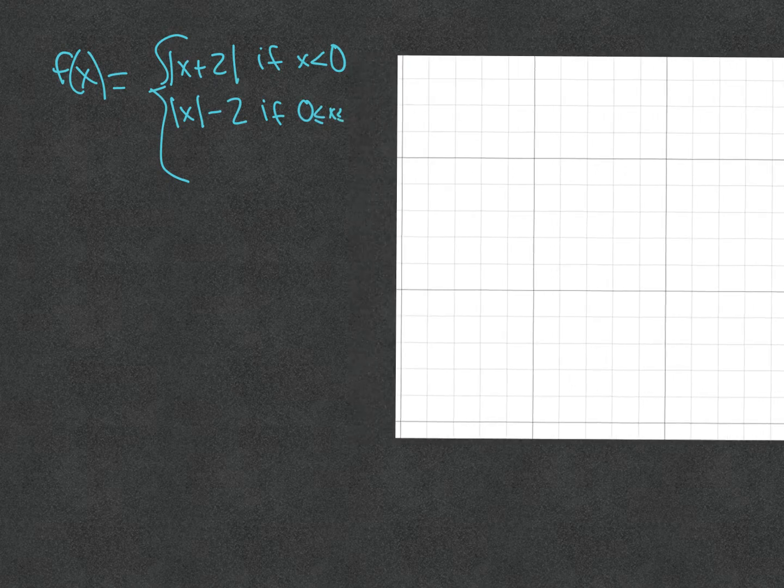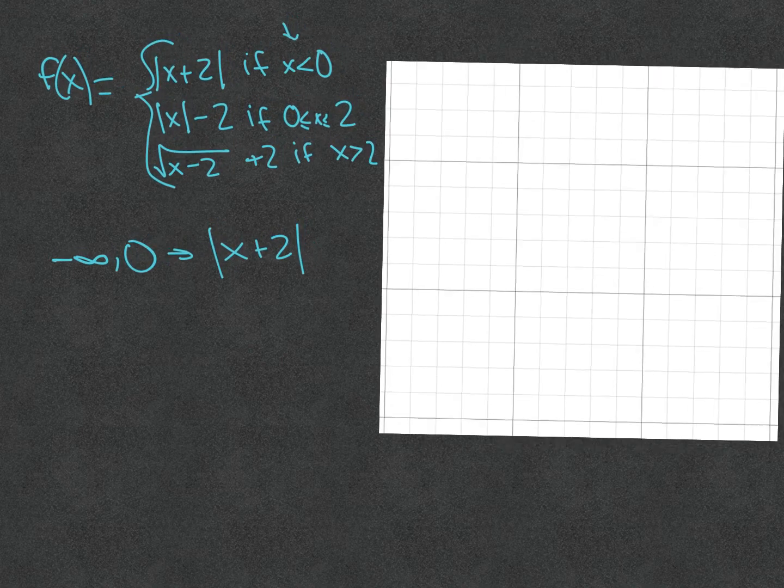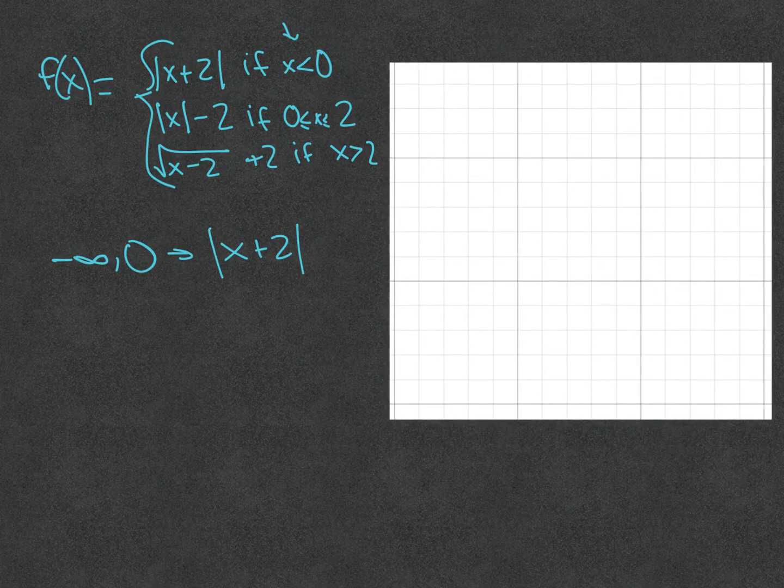Hold on, let me move that. 0 and 2. And then the last piece is the square root of x minus 2, plus 2, if x is greater than 2. So first things first, on the interval from negative infinity to 0, we have to graph that absolute value of x plus 2, because this right here says x is less than 0. So we're looking at negative values.